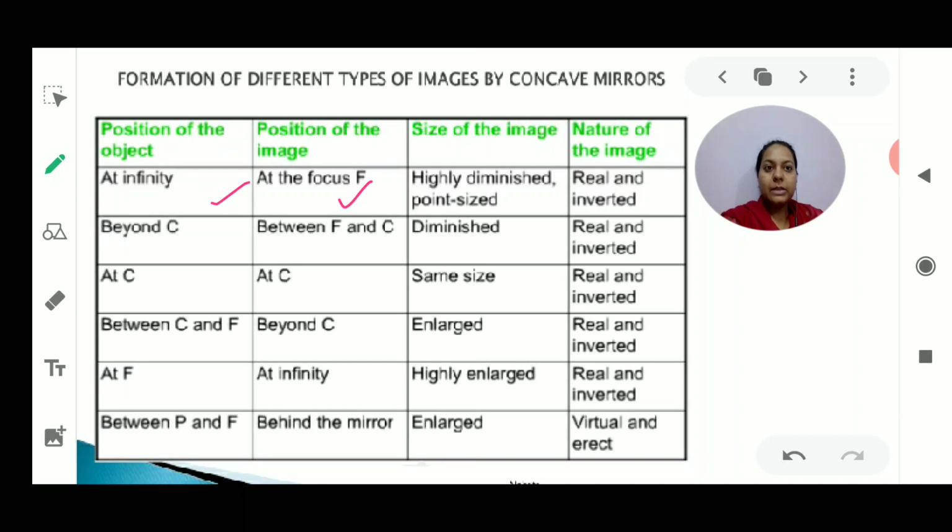The size of the image will be highly diminished, and it will be point sized. So we have seen that it is going to form a real and inverted image. Similarly, when the object was beyond C, means after the center of curvature, the image formed will be real and inverted. Similarly, various other positions of the objects we have discussed, where we saw the types of images we obtained. Okay, so this was about the last class.